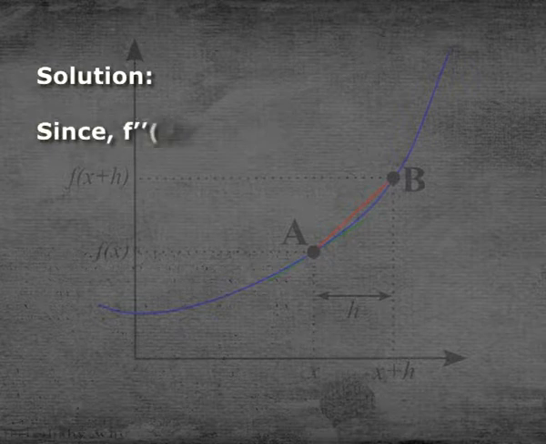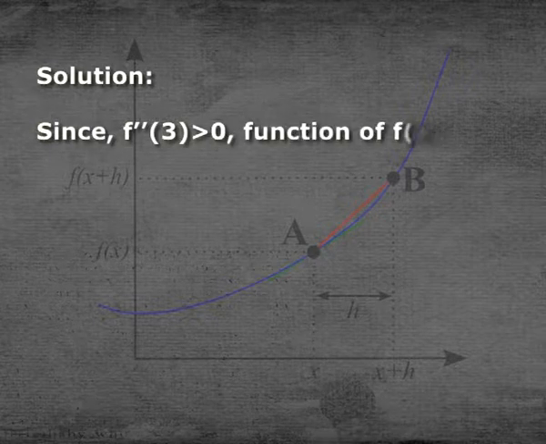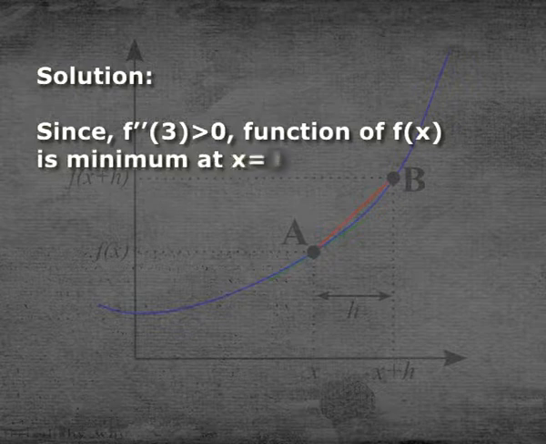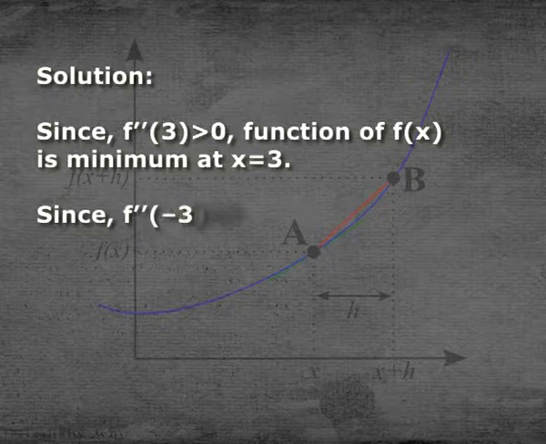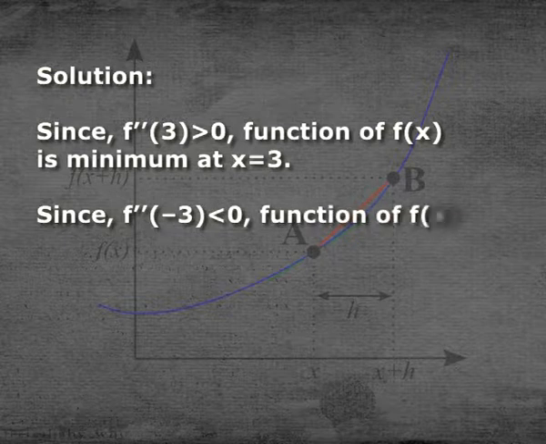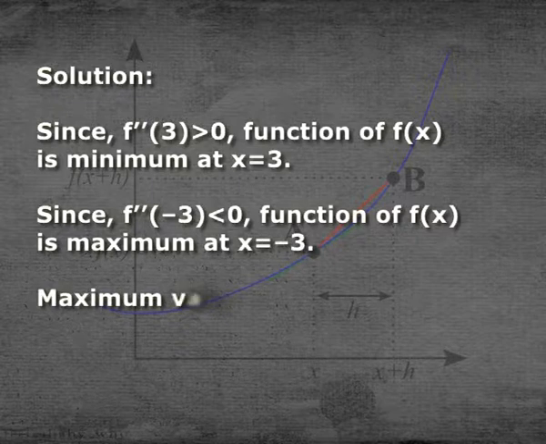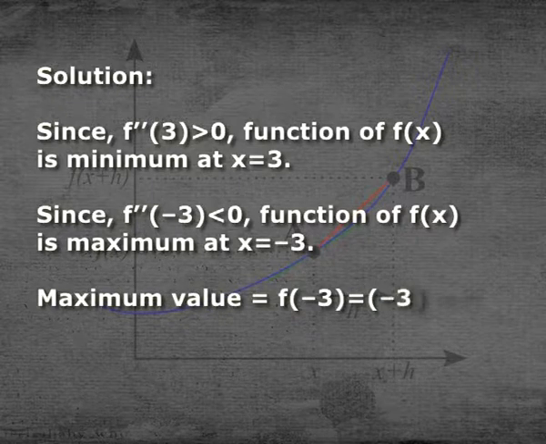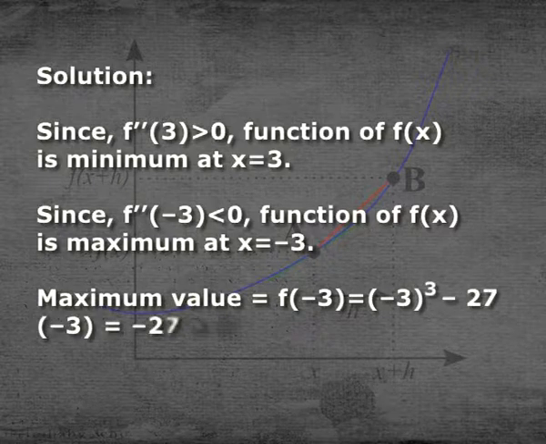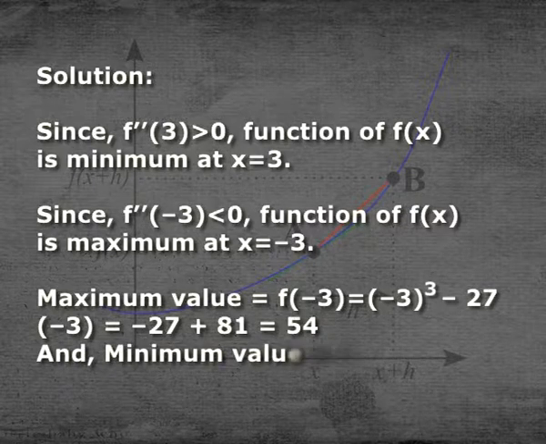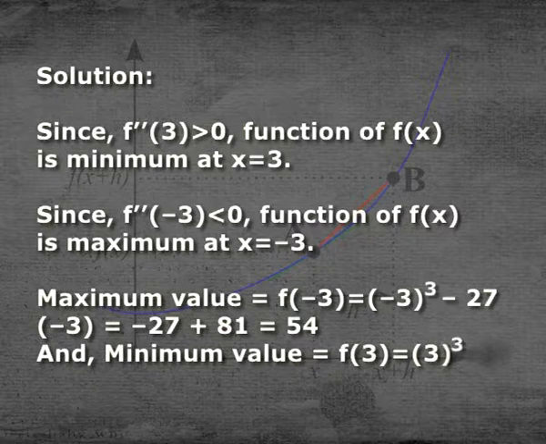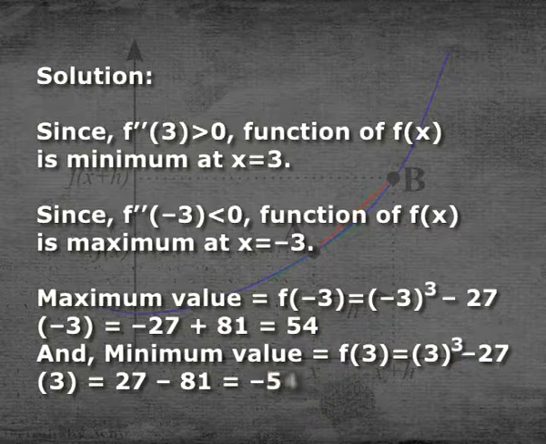Since the second differentiation at 3 is greater than 0, the function f of x is minimum at x equal to 3. And since the second differentiation at minus 3 is less than 0, the function f of x is maximum at x equals minus 3. So the maximum value will be f of minus 3, that is equal to minus 3 the whole cube minus 27 into minus 3, so that is minus 27 plus 81, giving us 54. And we can find the minimum value as f of 3 equals 3 raised to the power of 3 minus 27 into 3. So that is 27 minus 81, which gives us minus 54.